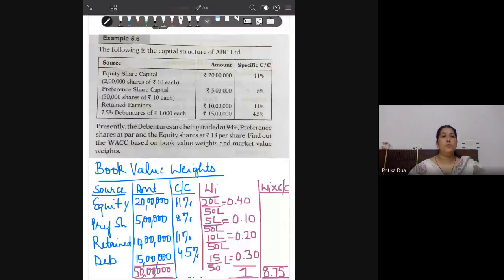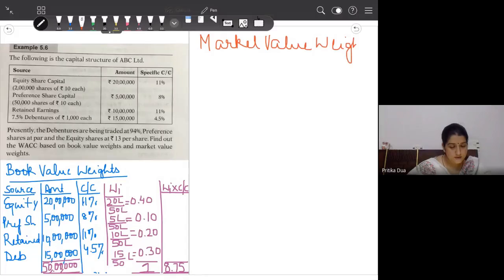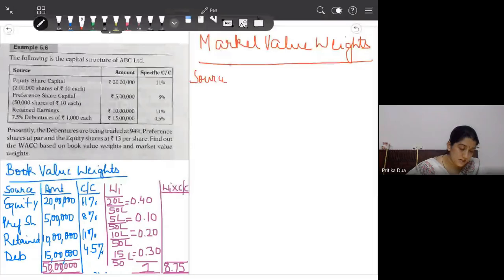Okay, now we will move to the calculation of market value weights and then what is the overall cost of capital on the basis of market value weights. Okay, so the columns will be the same. Just one thing to understand.